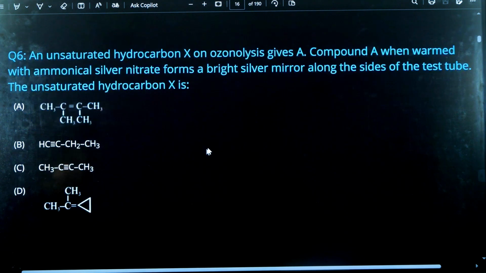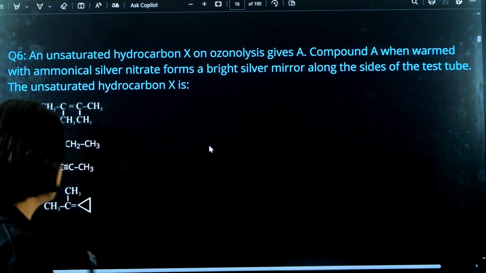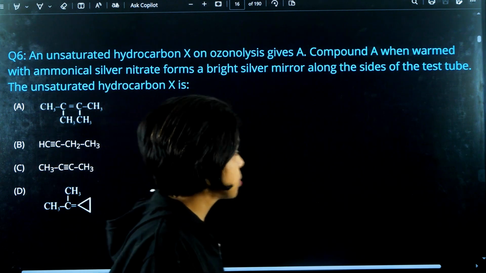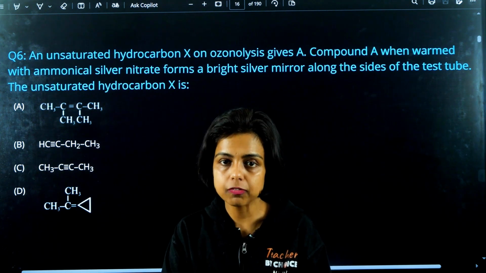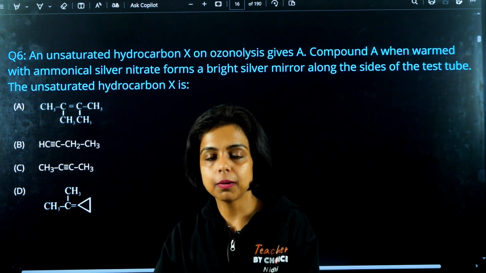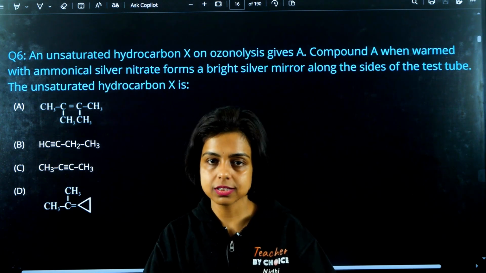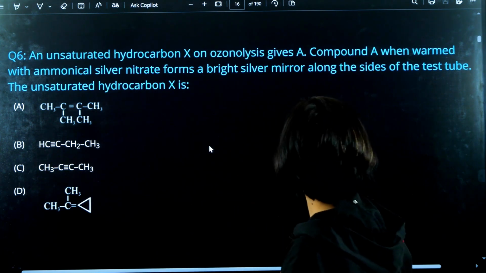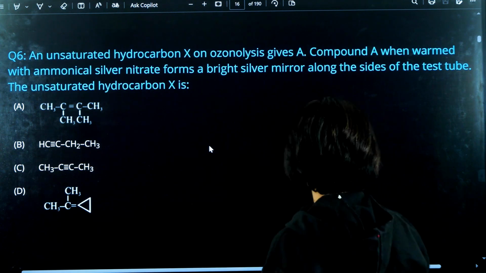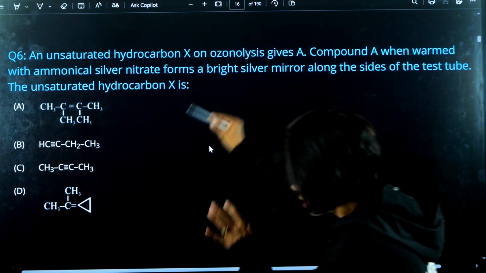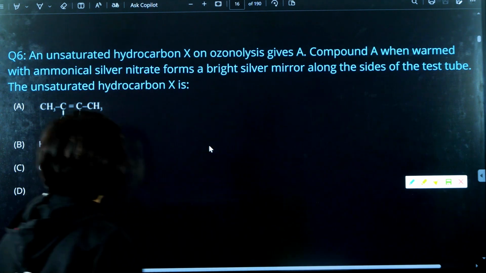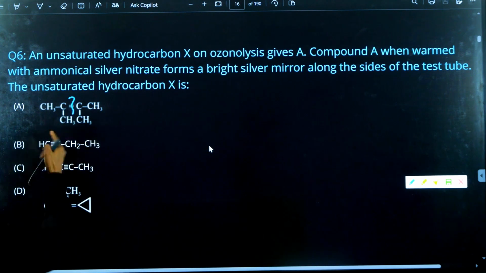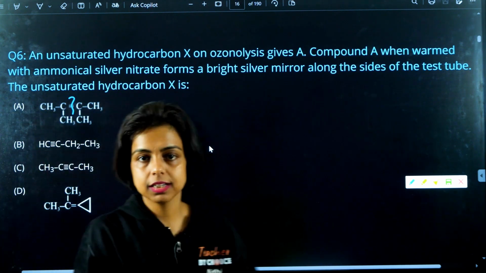The unsaturated hydrocarbon X on ozonolysis gives A. Compound A, when treated with ammoniacal silver nitrate, forms a bright silver mirror. That means it gives Tollens reagent test. So there is a hydrocarbon which on ozonolysis forms a compound A which gives positive Tollens reagent test. Let's do the ozonolysis of all the options and see what product we are getting, and I'm doing the reductive ozonolysis.